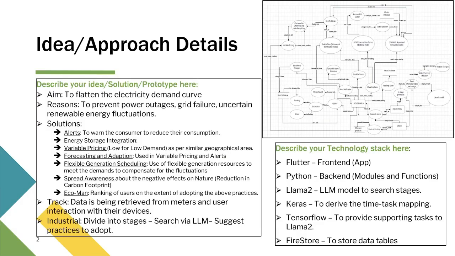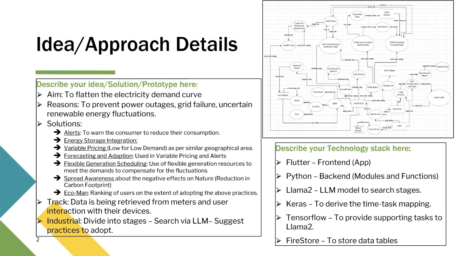Over here, we can discuss the ideas and the approaches through this particular project. And in this, we're going to discuss the aim. The aim is to flatten the electricity demand curve, and the reasons are to prevent power outages, market failure, and uncertain renewable energy fluctuations. The renewable energy fluctuation might be due to the solar panel issue during the rainy season, which might lead to higher electricity demand during rainy seasons. And we are going to further discuss it via the reference of the DFD diagram later on.